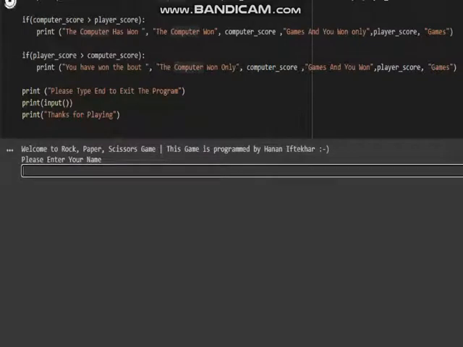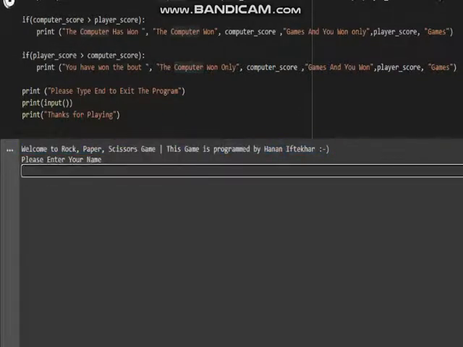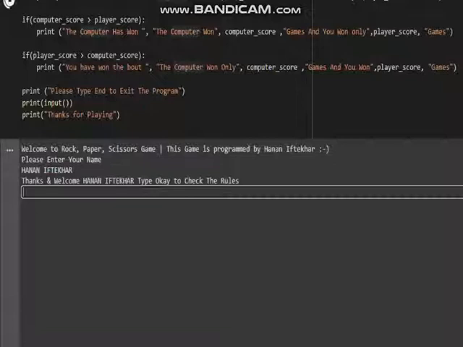So I am running it. Here we go. Here is the first prompt. It welcomes me and asks me to enter my name. So I am entering my name as the player. There are two players in this game, myself and the computer I'm going to play with. So let's see who wins, by the way.